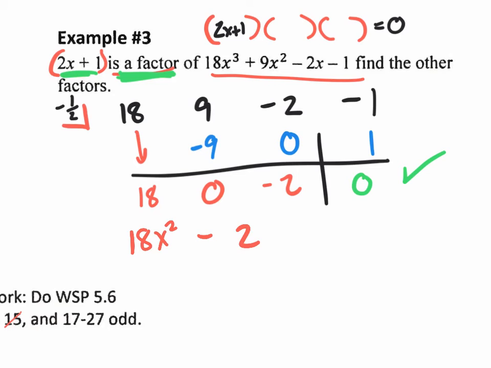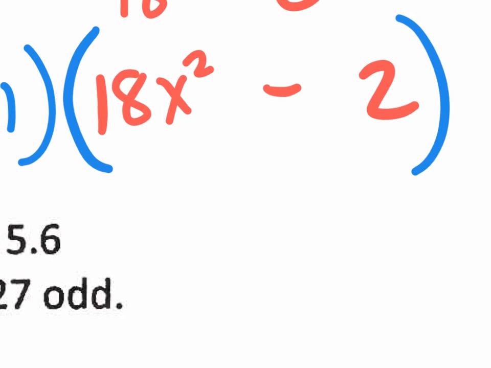So what do we have so far? They gave us this binomial, 2x plus 1, and we have our new depressed polynomial right there. So far that's our factored form. They want us to find all the other factors. So the question is, could we factor this further? Let's just focus in on the 18x squared minus 2. What kind of factoring could I do?